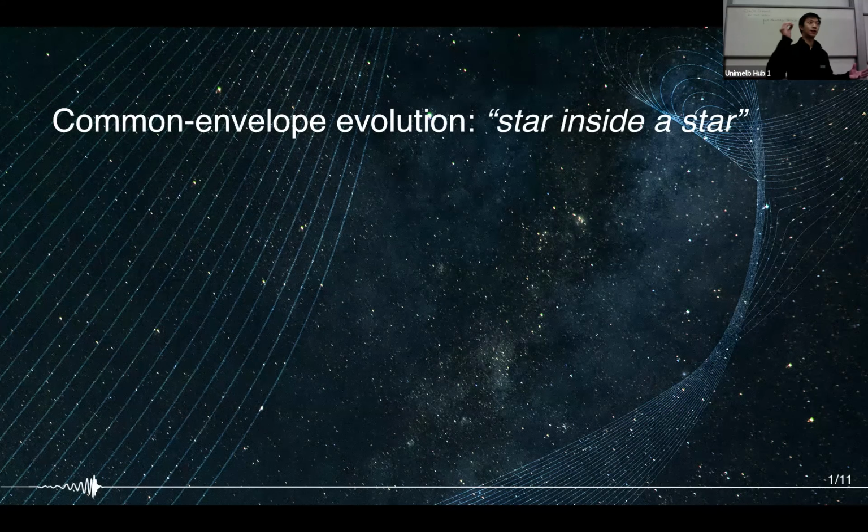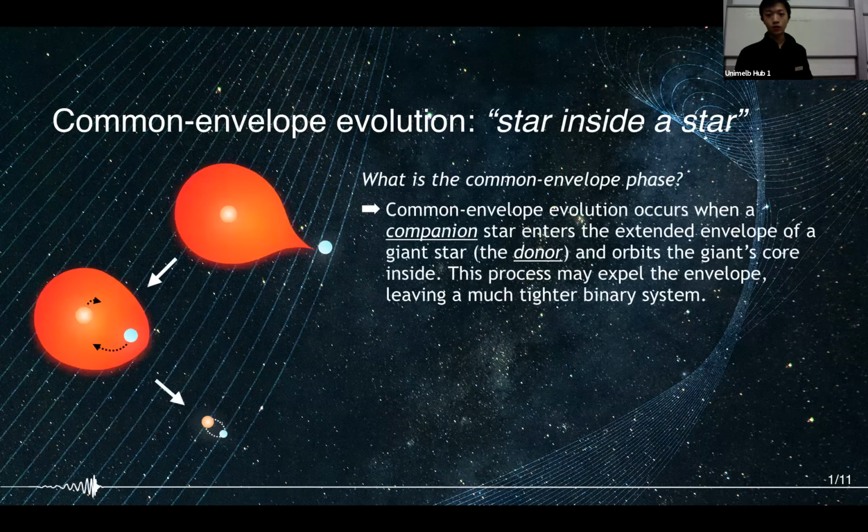So you can actually put a smaller star inside the envelope of this star and have it swim through the envelope like swimming through honey. And this is what a common envelope phase is. So a common envelope evolution occurs in a binary star, so that's two stars in orbit with each other, and it occurs when a companion star enters the extended envelope of a giant star. Now I'll call the giant star the donor. And inside the envelope, it will orbit the core of the donor.